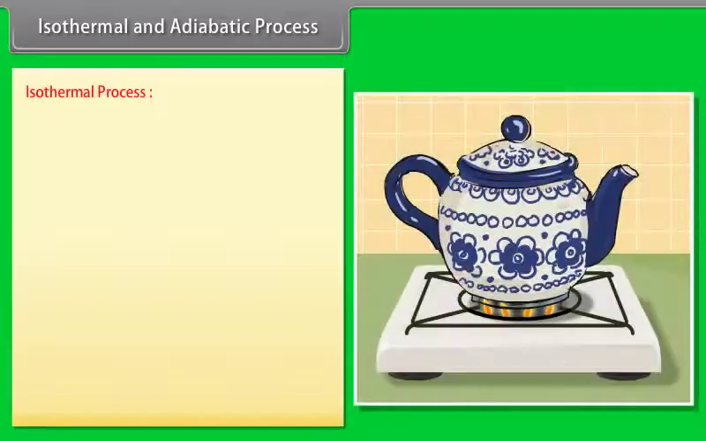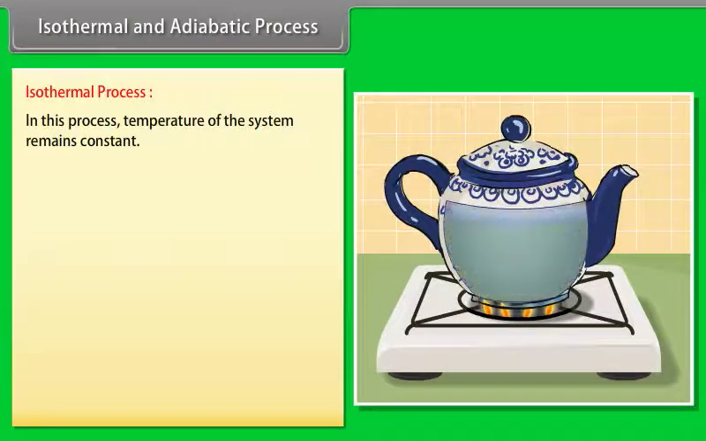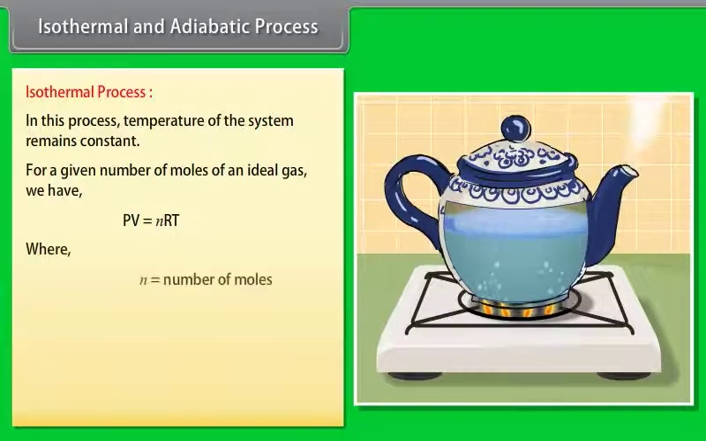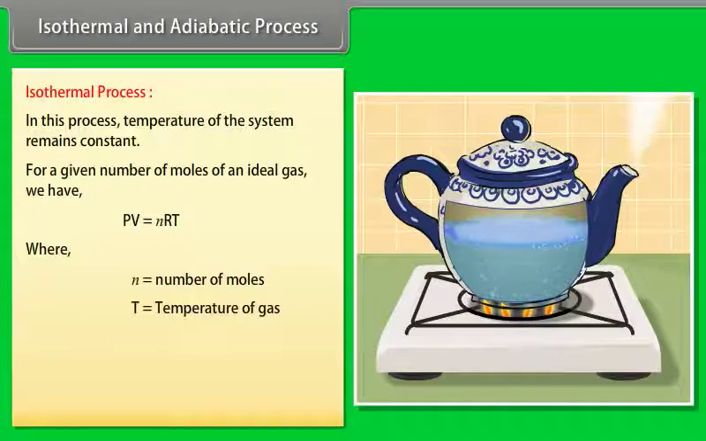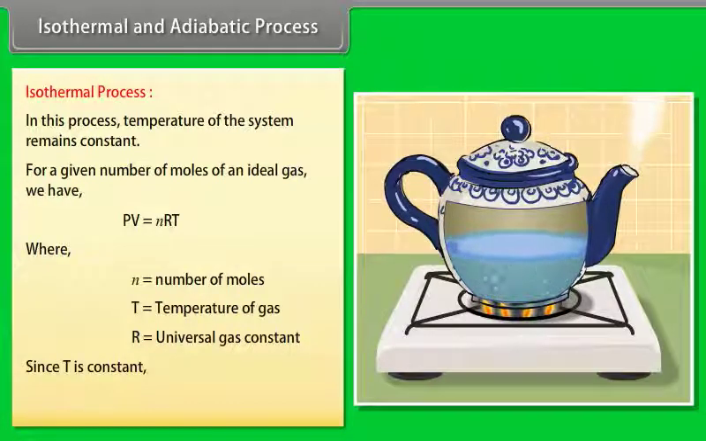Isothermal and adiabatic process. Isothermal process. In this process, the temperature of the system remains constant. For a given number of moles of an ideal gas, we have PV equal to nRT, where n is the number of moles, T is the temperature of the gas, and R is the universal gas constant. Since T is constant, therefore PV is also constant.